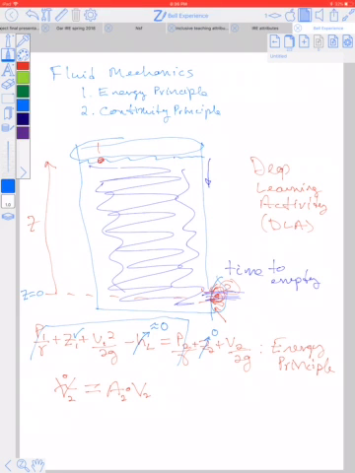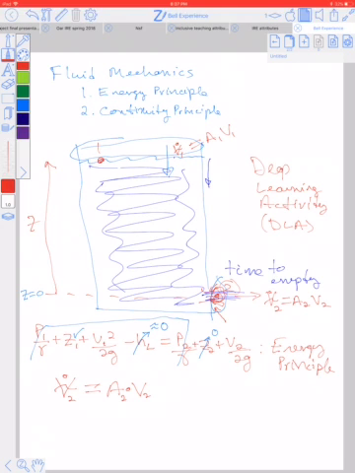And it turns out that by the continuity principle, however much volume is flowing down, that's the same volume that's flowing out. Now, the volumetric flow rate at 1, which is equal to the area at 1 times the velocity at 1, is equal to the volumetric flow rate at 2, which, as we said, is the area at 2 times the velocity at 2.